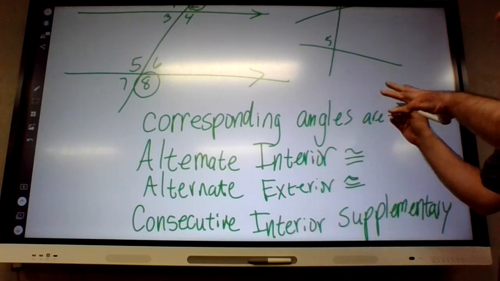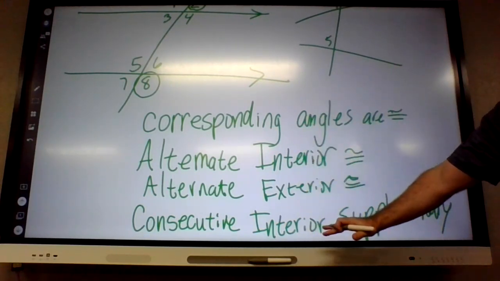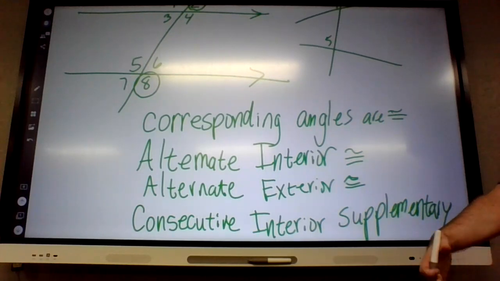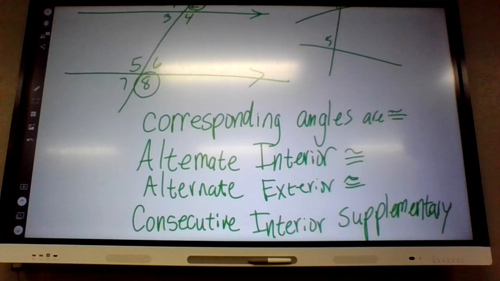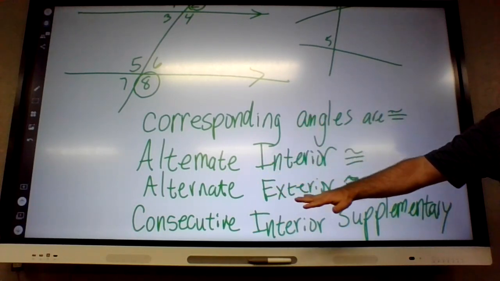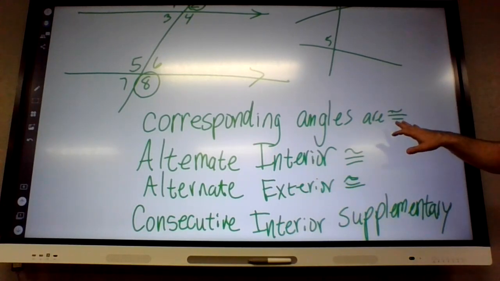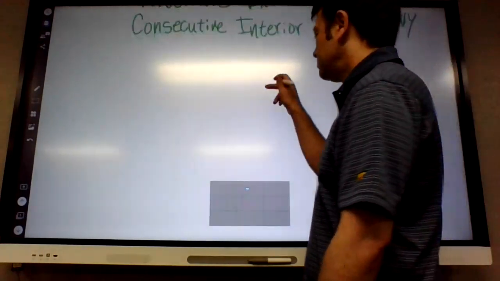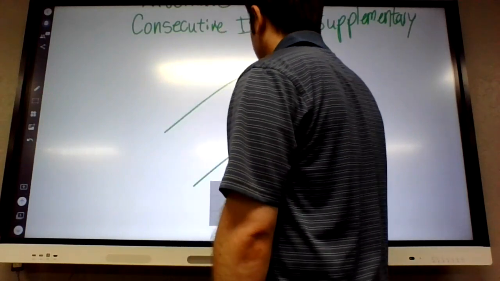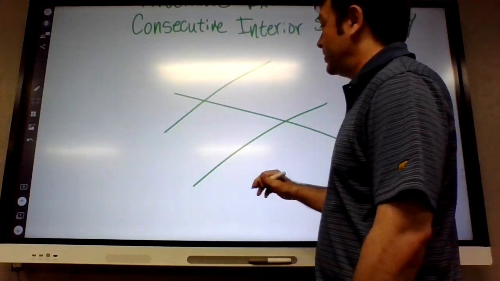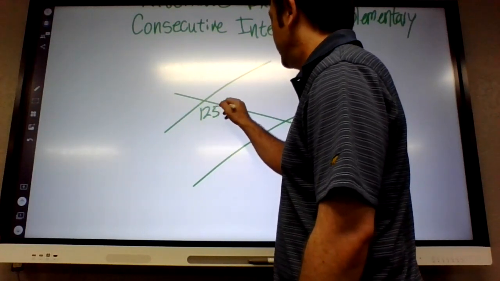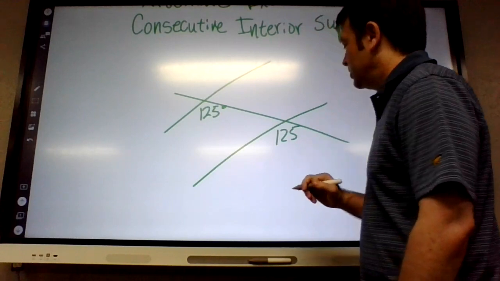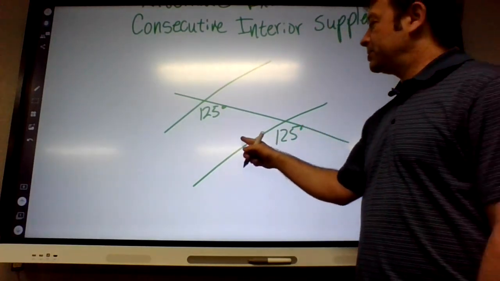Okay, so yesterday we talked about if the lines are parallel, all 4 of these things are true. Today we're going to talk about how I can prove whether the lines are parallel or not. So the way we prove the lines are parallel is kind of these same 4 things plus a couple others. So, for example, here, let's say this is my picture and I've got a 125 and a 125.